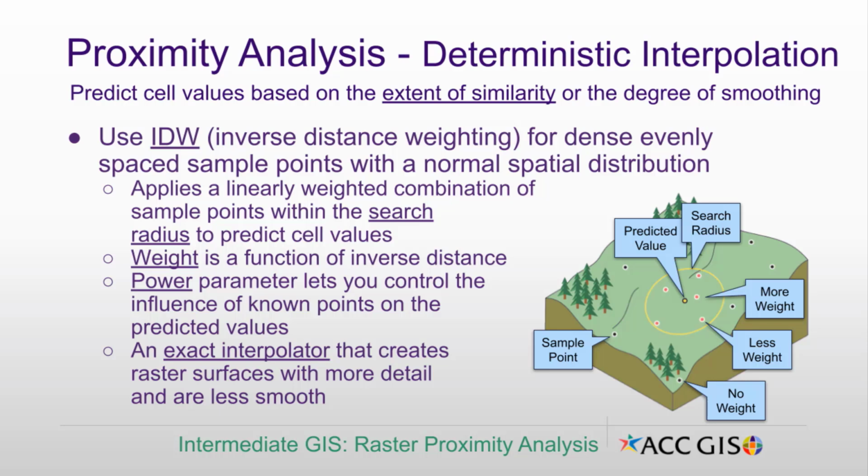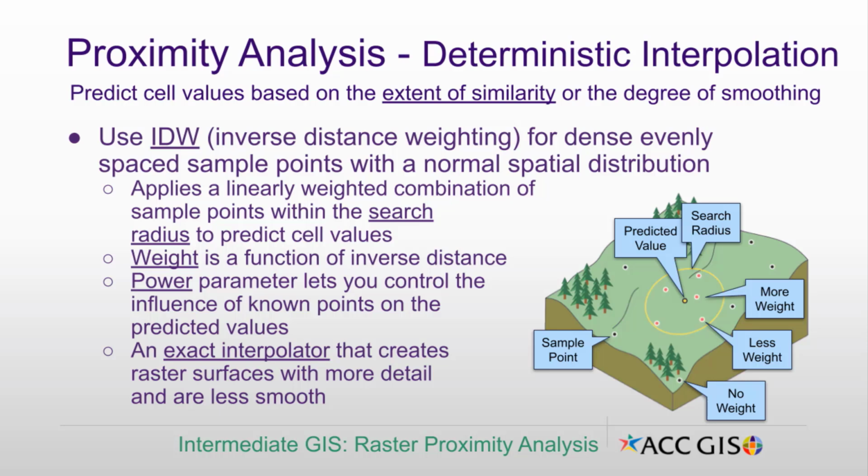Now, IDW is a deterministic interpolator that predicts cell values based on the extent of similarity. And so the closer you are to the input sample points, the more likely the value is going to be similar to those sample points. We use IDW for dense, evenly spaced sample points with a normal spatial distribution. It's kind of my go-to interpolator that I'll use to generate a raster data set, and then I'll look at the results and make sure that it works. If it doesn't, then I tend to fall back on some of the other interpolators.